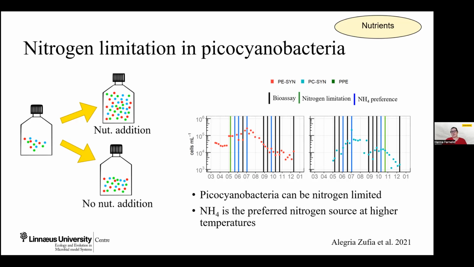And this could suggest that there's a tight coupling between the filamentous nitrogen-fixing cyanobacteria and the picocyanobacteria during summer in the Baltic, where nitrogen-fixing filamentous cyanobacteria might provide ammonium to these smaller cyanobacteria in the environment. And this is also then co-occurring with these peaks in picocyanobacterial abundance. So this is something that I want to explore a little bit more.